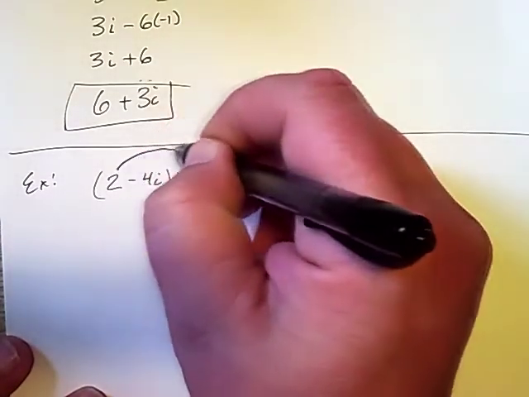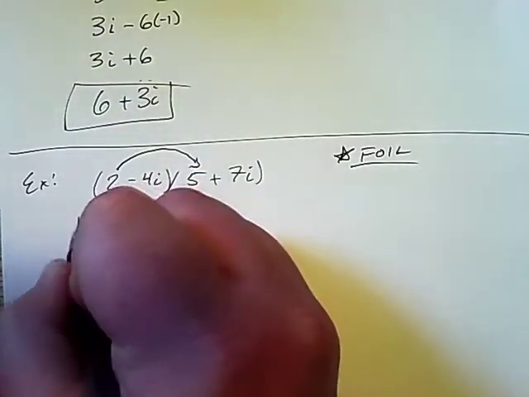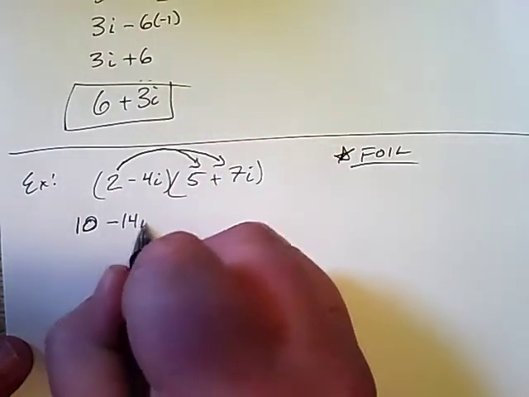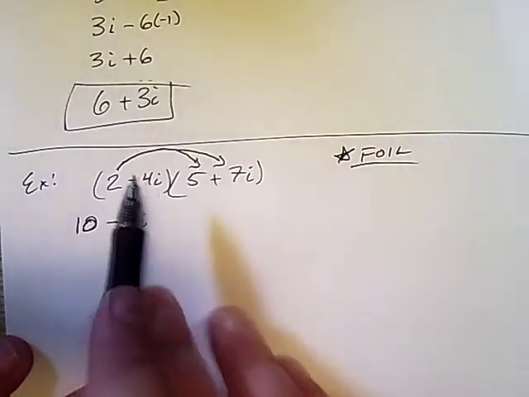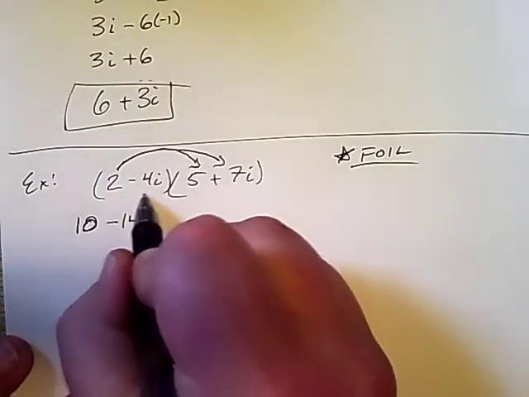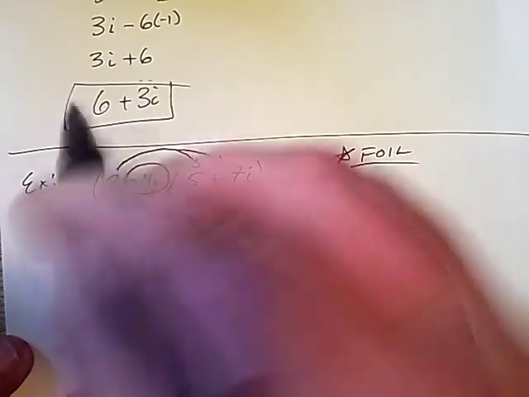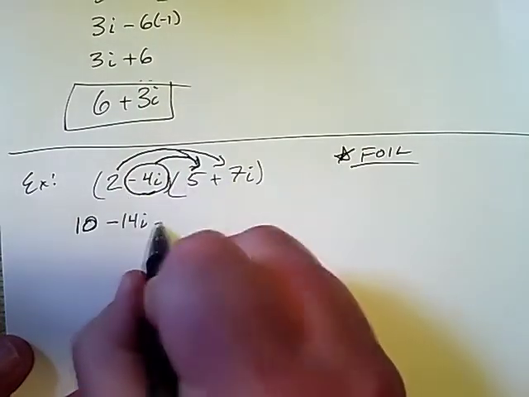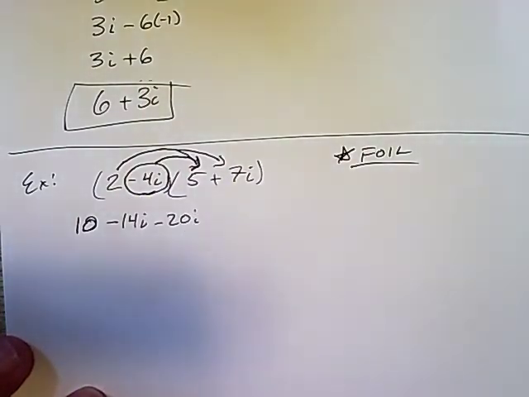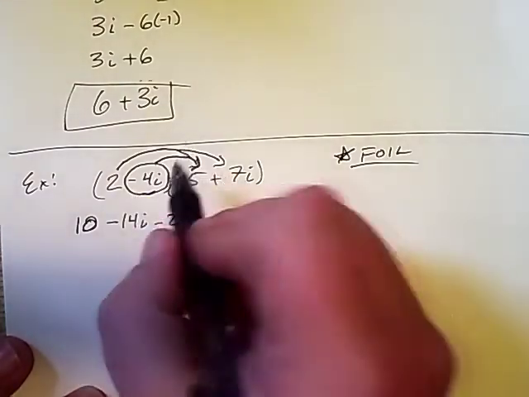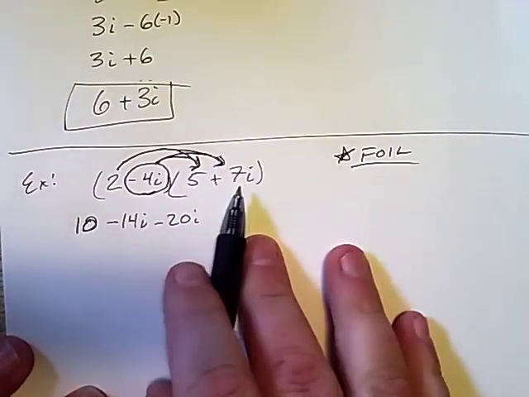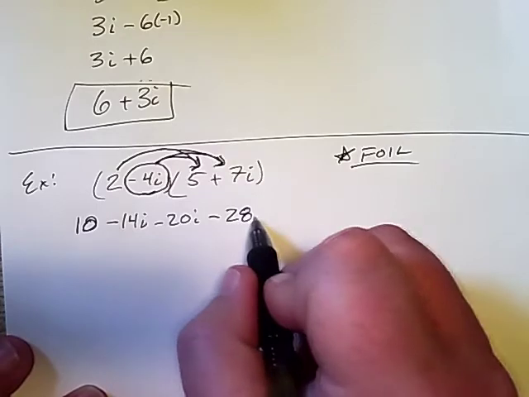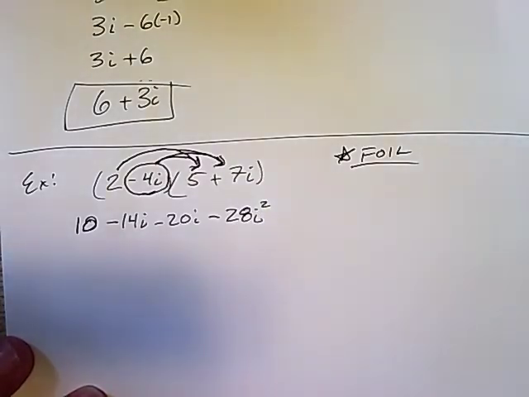So starting with the 2 times 5 gives me 10. And then 2 times a positive 7i is a positive 14i. Then I want to distribute the negative 4i. So sometimes it's helpful to circle the negative 4i. Hey, it's a negative. So negative 4i times 5. Well, negative 4 times 5 is negative 20. i times 1 is i. And then negative 4i times a positive 7i. Well, negative 4 times a positive 7, that's a negative 28. i times i is i squared.